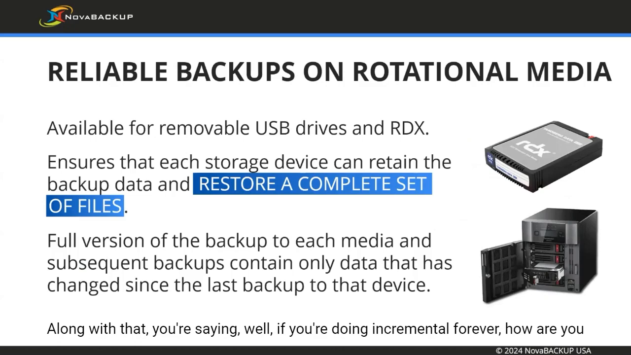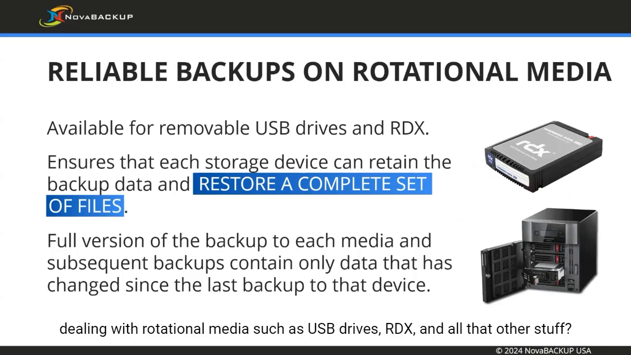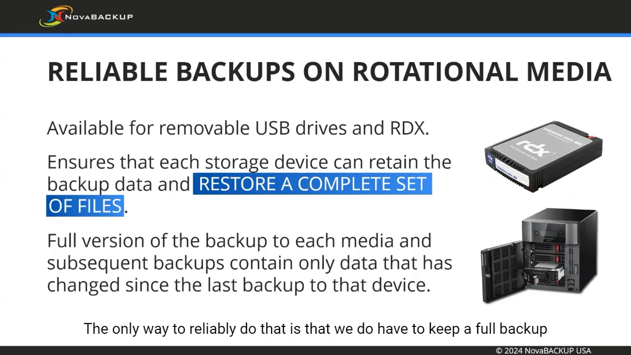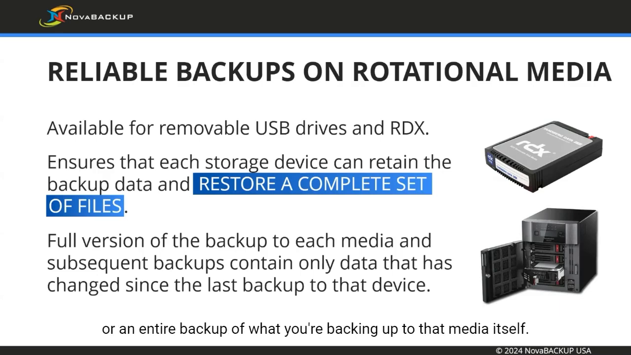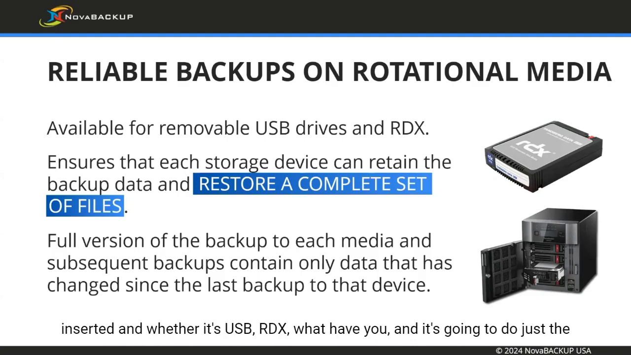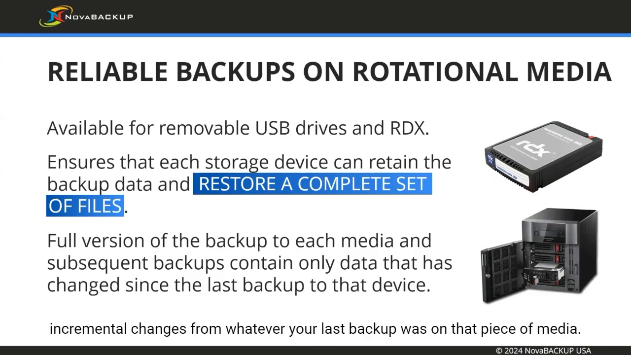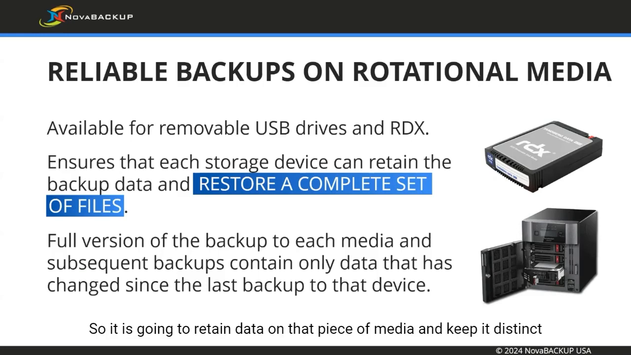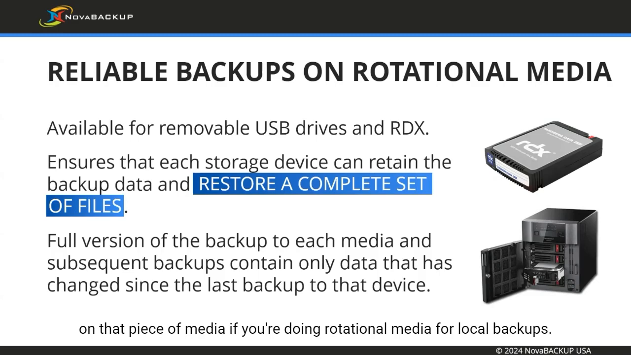Along with that, you're saying, well, if you're doing incremental forever, how are you dealing with rotational media such as USB drives, RDX, and all that other stuff? The only way to reliably do that is that we do have to keep a full backup of what you're backing up to that media itself. And then from that point forward, it's going to know that that media is inserted, whether it's USB, RDX, what have you, and it's going to do just the incremental changes from whatever your last backup was on that piece of media. So it is going to retain data on that piece of media and keep it distinct if you're doing rotational media for local backups.